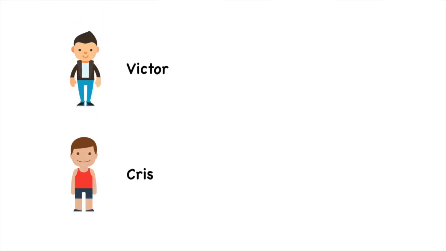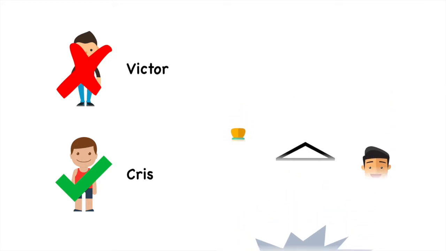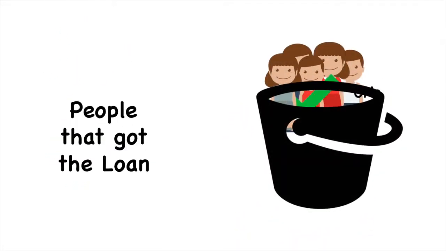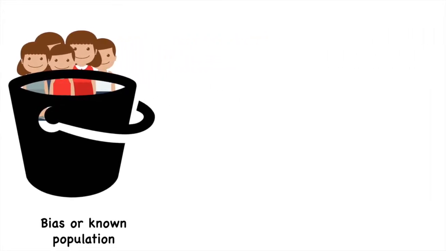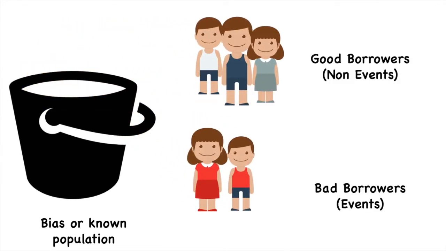This is Victor and Chris. They currently need some money, so they go to the bank and ask for a loan. Victor gets rejected, while Chris gets the loan. Chris becomes part of the people that get the loan. This is known as the biased or known population. This population can be divided into the good borrowers, known as non-events, and the bad borrowers, known as events.